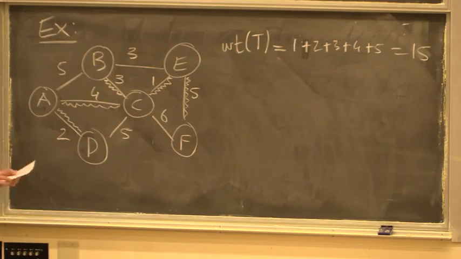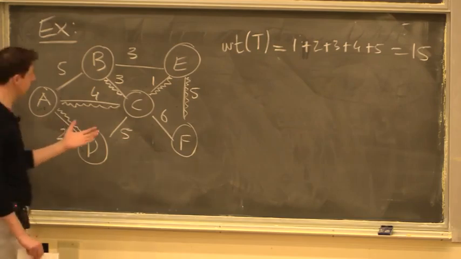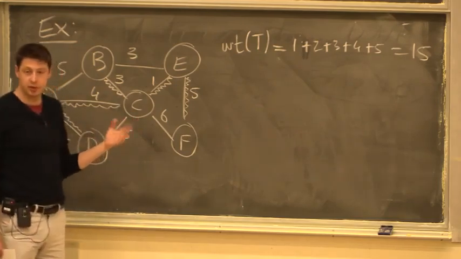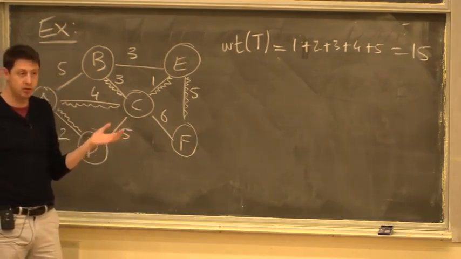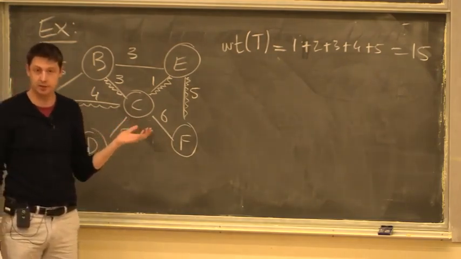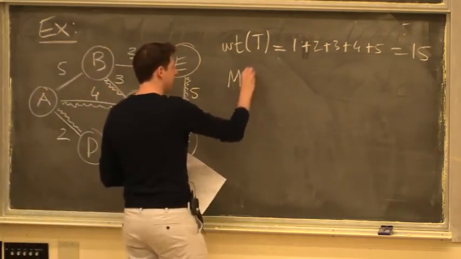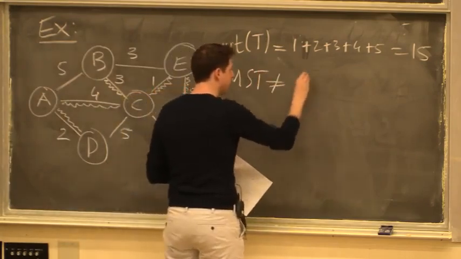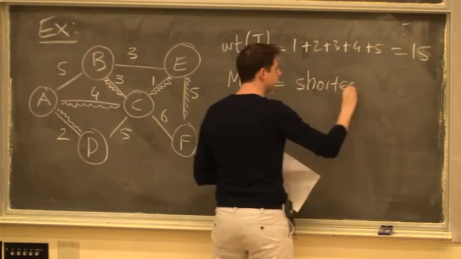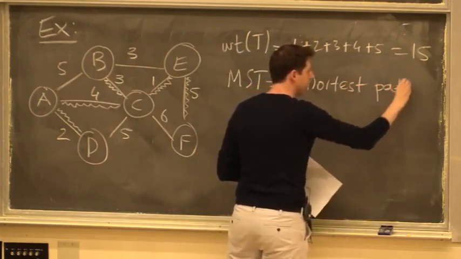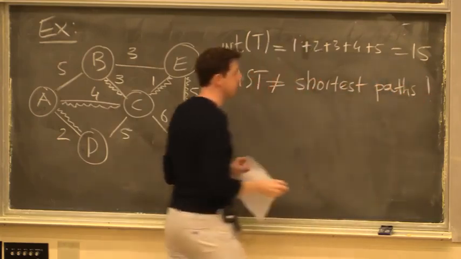So I want to make some remarks, just because we've spent so many lectures on shortest paths, and I want to say that this is a problem that is different from shortest paths. Notice that, first, there is no distinguished start vertex. There is no special vertex here. There is no S. There's just a tree. So just say MST is different from shortest paths. Remember that, just don't get confused.